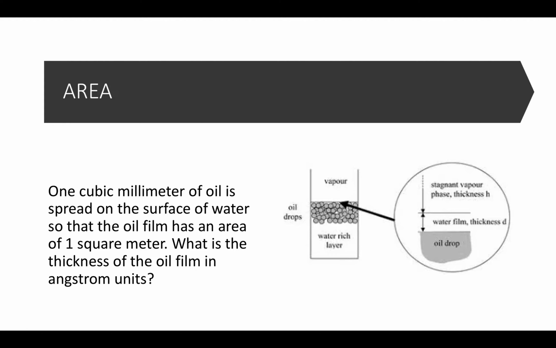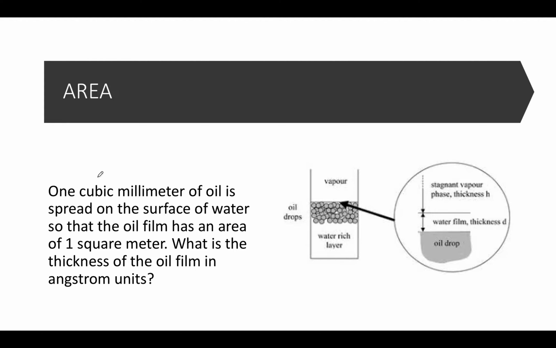It says 1 cubic millimeter of oil is spread on the surface of water so that the oil film has an area of 1 square meter. What is the thickness of the oil film in angstrom units? Okay, so if you take a closer look, there are some things that they give us.